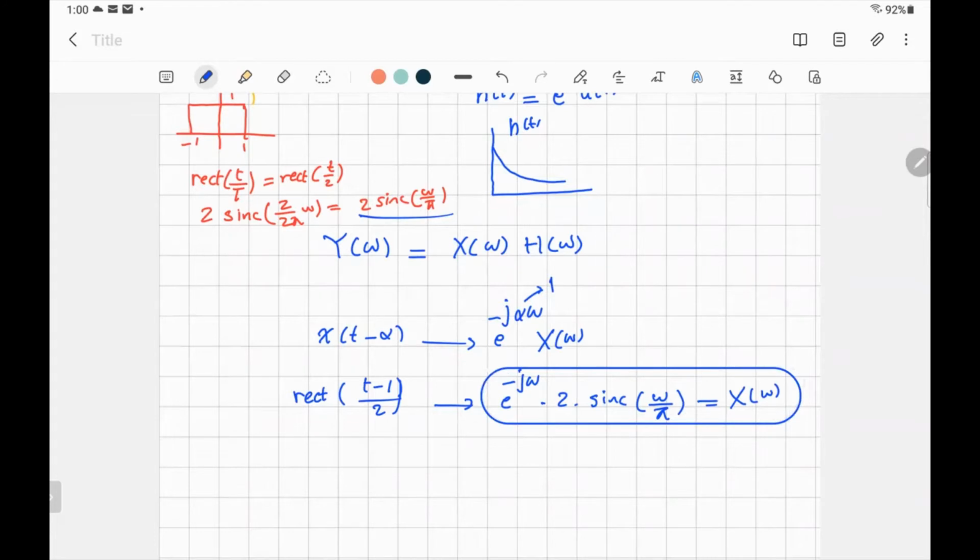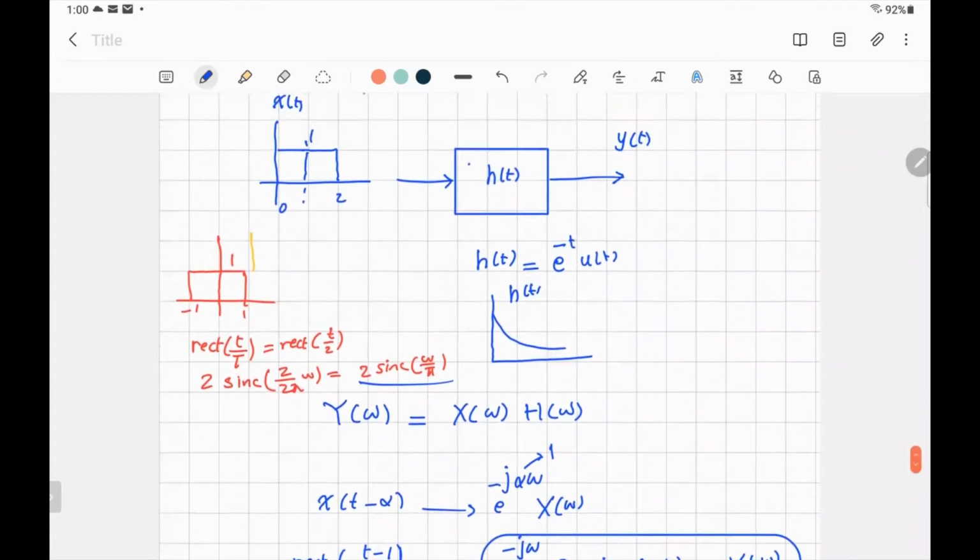Now I want to look for the impulse response h of t. h of t is easy. It's e to the minus t times the step. And to get the Fourier transform of this, it's from the table already, not shifted or anything. That will be equal to 1 over alpha plus j omega, with alpha equal to 1, so 1 over 1 plus j omega. That's it. So I got this and this.